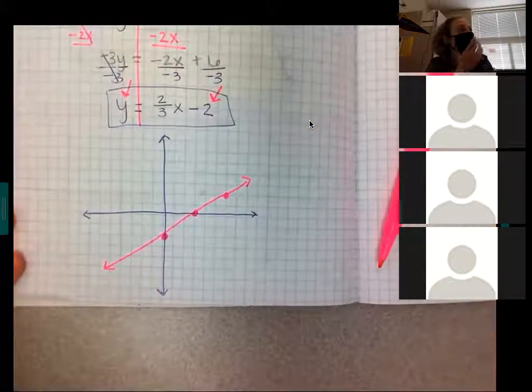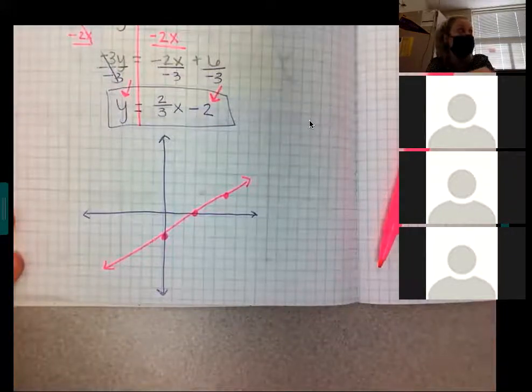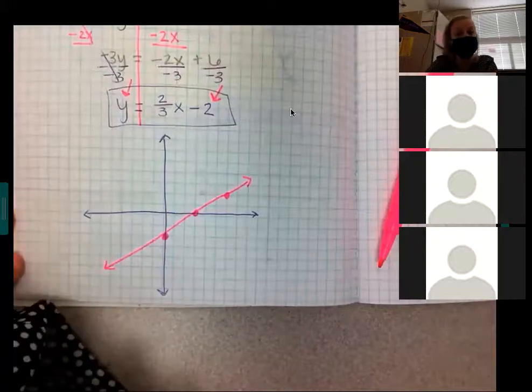Do y'all feel like you could solve for y on your homework and then graph the lines in Delta Math? Because that's what's up there. Yes. And there's also some more vertical lines and horizontal lines.